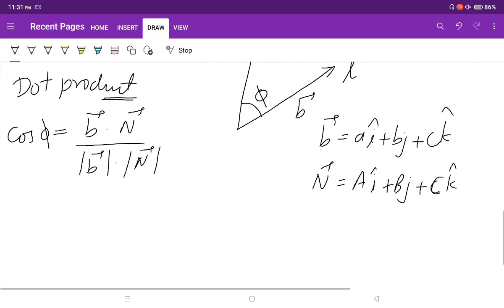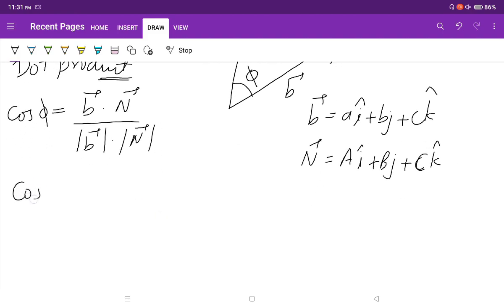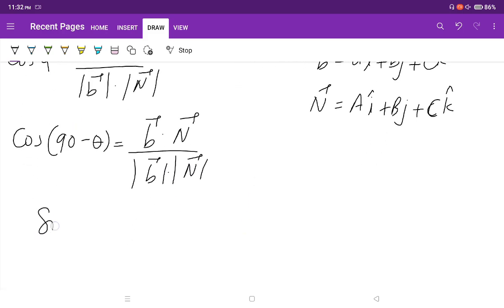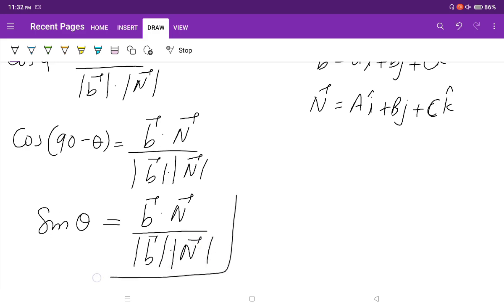So now we need to calculate theta. So we can replace phi with 90 minus theta, so cos of (90 minus theta) equals b vector dot n vector over magnitude of b vector times magnitude of n vector, which gives simply sin theta equals b vector dot n vector over the b vector's magnitude times the n vector's magnitude. Now this is the required angle theta, that is the angle between the plane and the line, right?